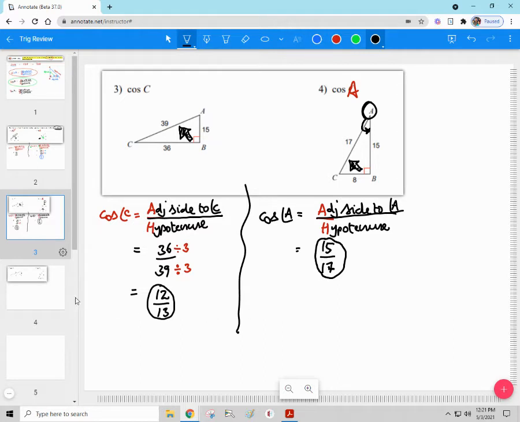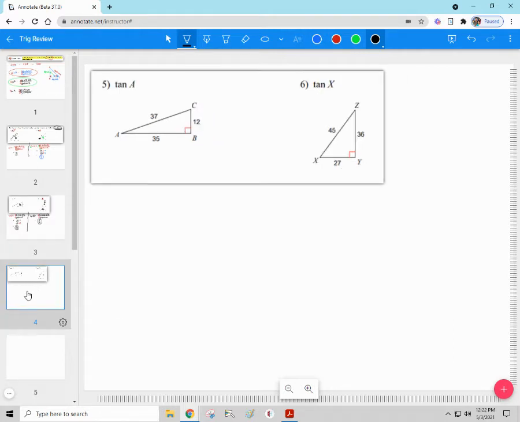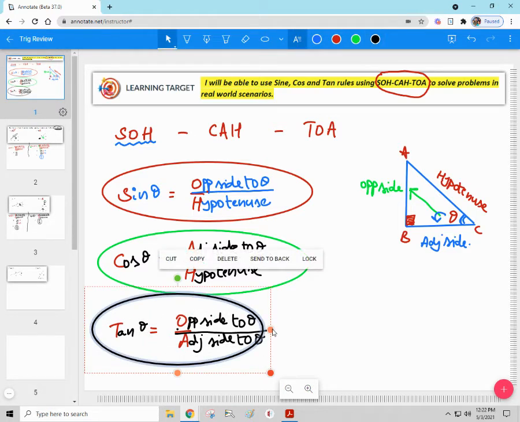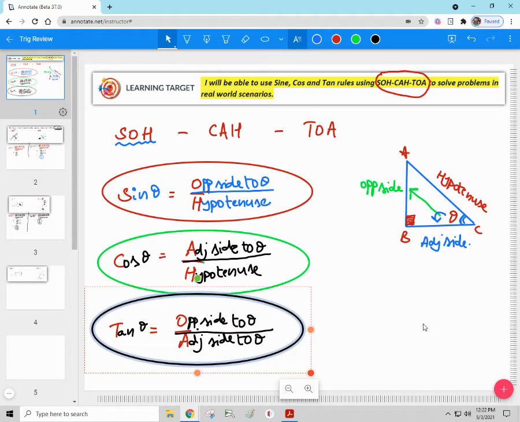Next, coming to the next one, here you are asked to use the tan rule to find this one. So let's quickly jump to what the tan rule is. The tan rule says that it is opposite over adjacent. Think of SOHCAHTOA. So this is the tan rule. SOHCAHTOA, the last one is TOA. TOA represents tangent: tan equals opposite over adjacent.